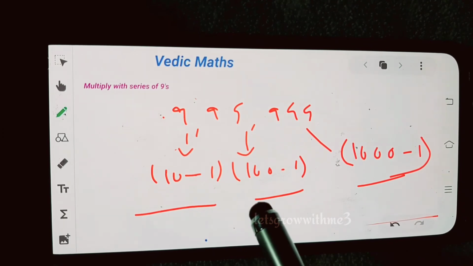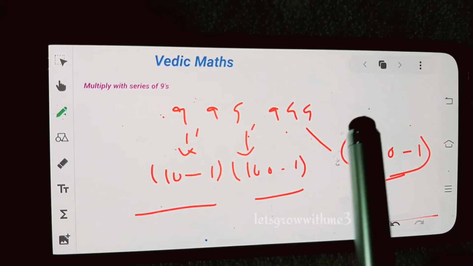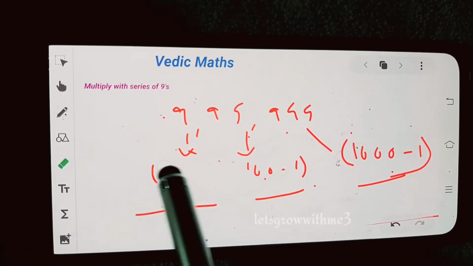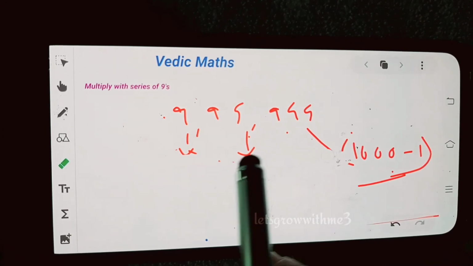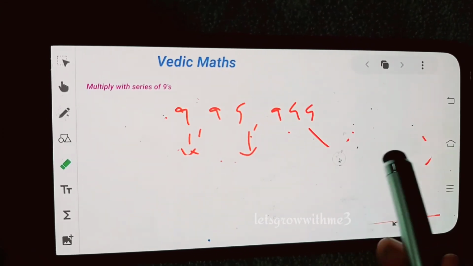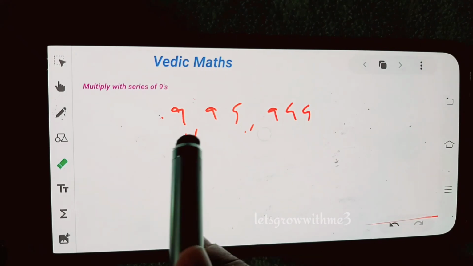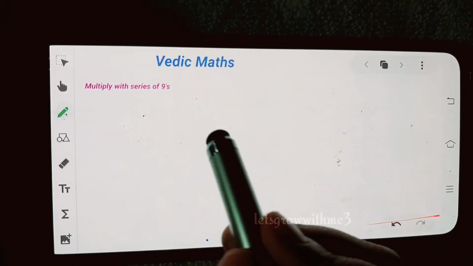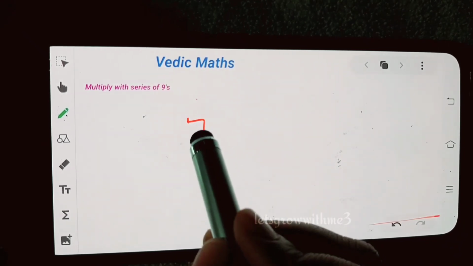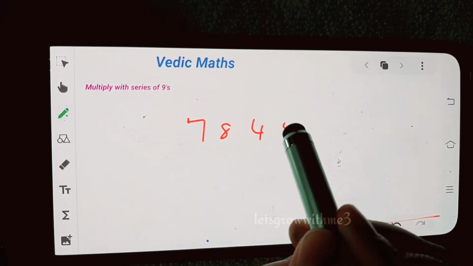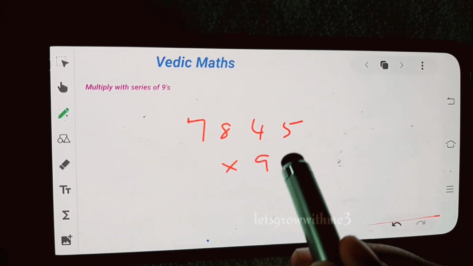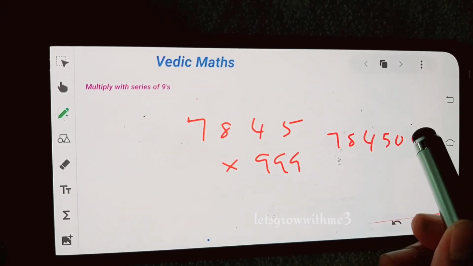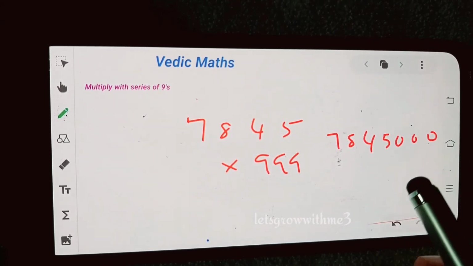So let's proceed with one more example, the last example. If you still have any doubts, all the doubts will be cleared with this example. Let's consider some big question. So my next example is 7845 times 999. So how to do this question?